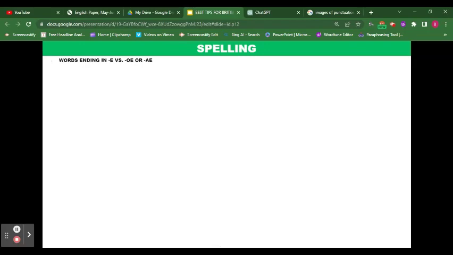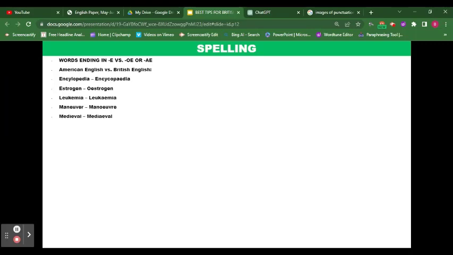Moving forward, we have words ending in E versus OE or AE. Again, American English ends in E. British English will end in OE or AE. For example, encyclopedia, estrogen, leukemia, maneuver, medieval, pediatric.